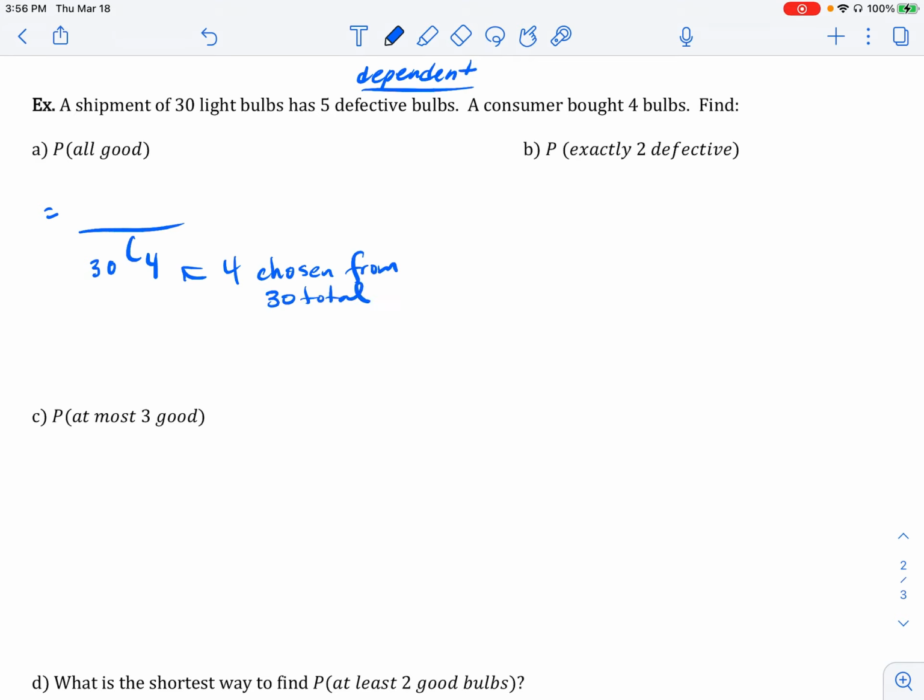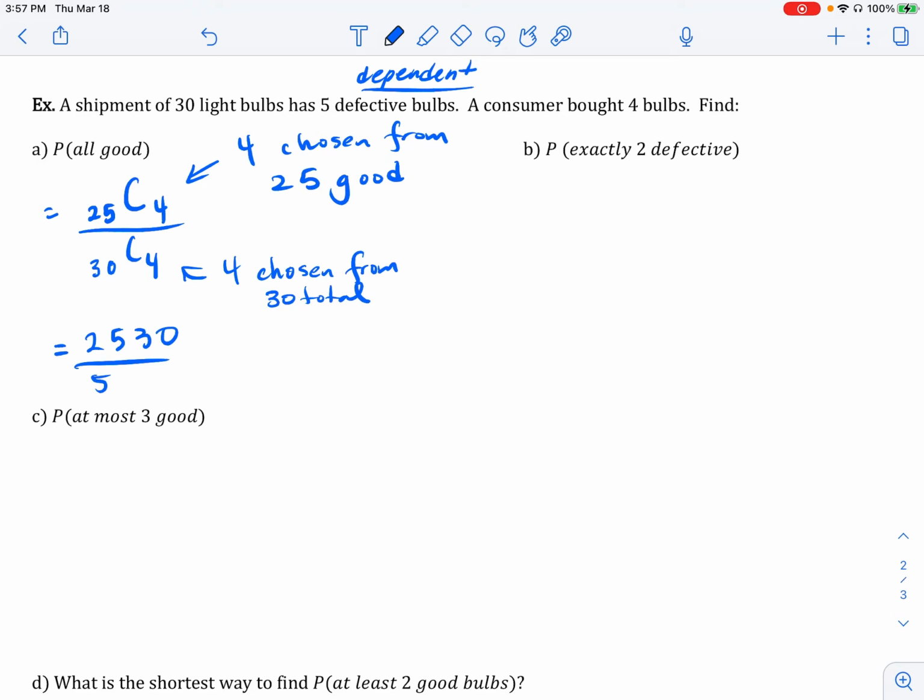Okay, now let's think about the quote unquote successful events. If we choose 4, we want to make sure that all 4 are good. So we're choosing 4 good bulbs from how many are good to begin with? 25 good bulbs that are available. This is 4 chosen from the 25 quote unquote good bulbs, right? I don't mean morally good, I mean they work, right? So this would be our probability here. If we simplify this, this comes out to 2530 over 5481. There's our probability there, okay?